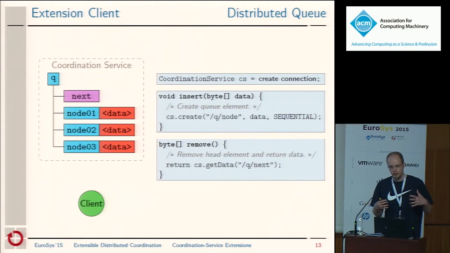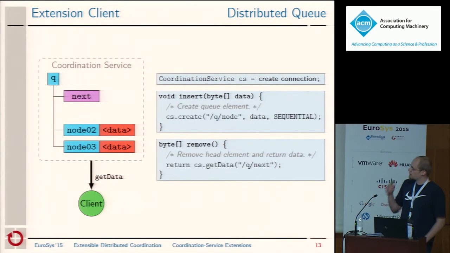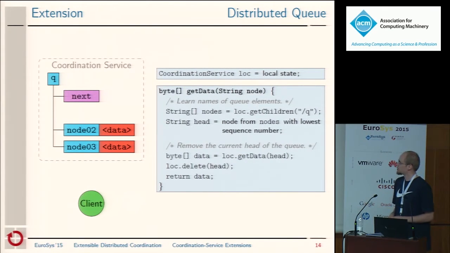And when this operation returns, the client will have the data and the current head element of the queue will have been removed. So how does this work at the server?